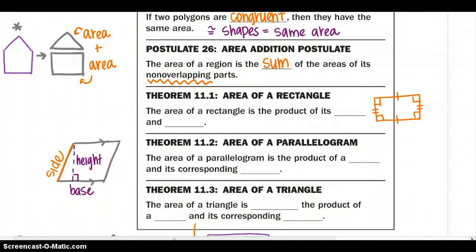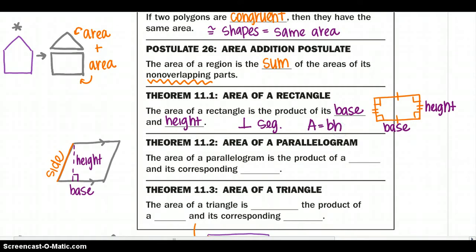Theorem 11.1 talks about our area of a rectangle. So the area of a rectangle is the product of its base and its height. Again, we are looking for the perpendicular segments. And in our rectangle to the right, I would say this would be my base and my height. So I can take my base times my height to find my area of my rectangle.